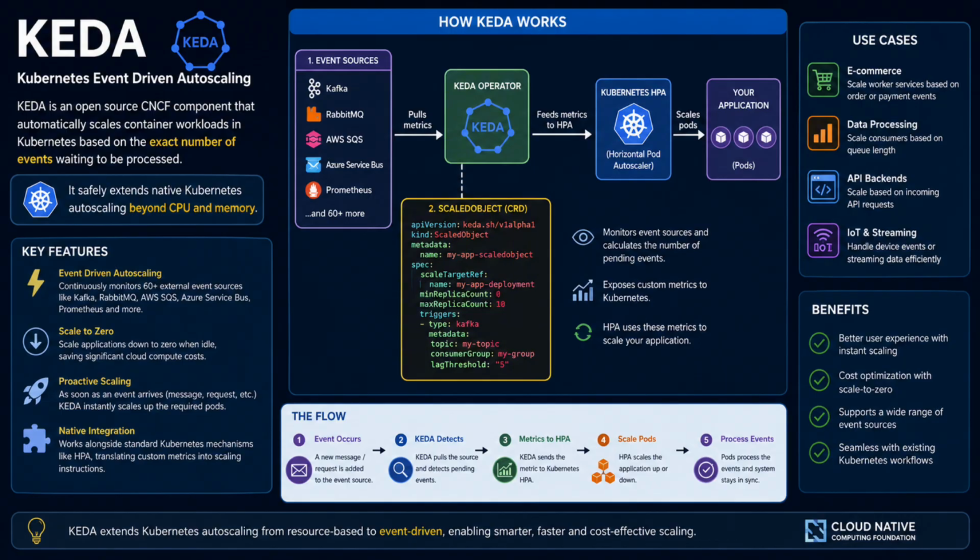So what are the key features and use cases of KEDA? Unlike traditional autoscaling, which only checks pod resource usage, KEDA, that is Kubernetes Event Driven Autoscaling, continuously monitors over 60 external event sources. It can be Kafka, RabbitMQ, AWS SQS, Azure Service Bus, Prometheus, and all other external event sources.